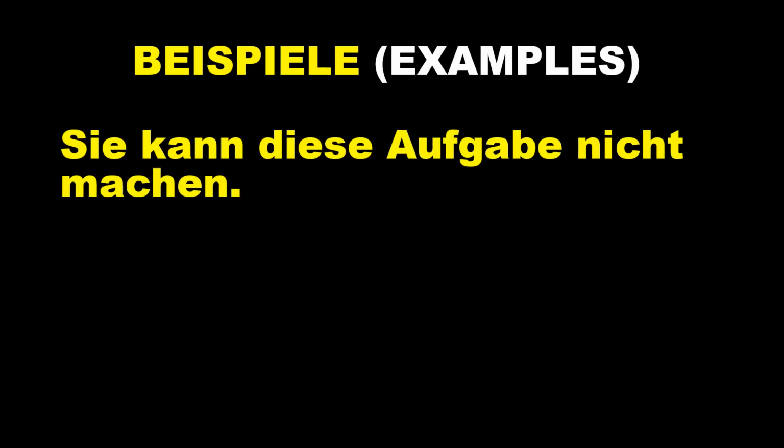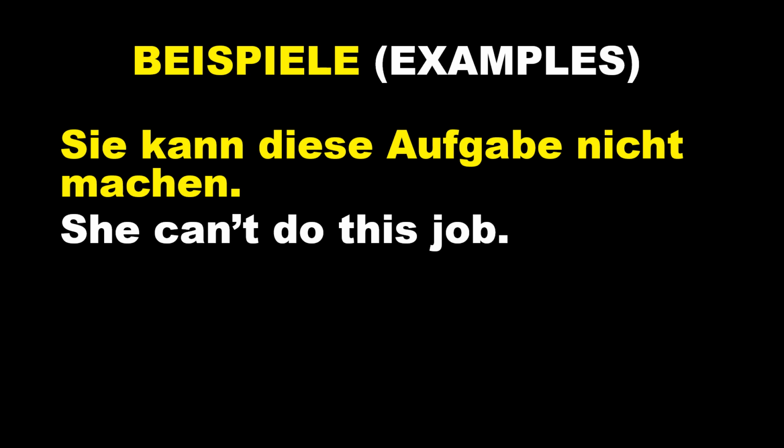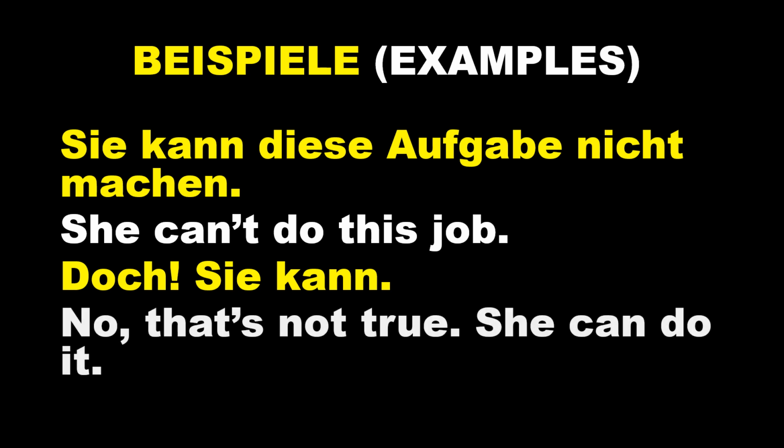Sie kann diese Aufgabe nicht machen. She can't do this job or this task. Doch, sie kann. No, that's not true. She can do it. That is how the meaning is being expressed. You are not in agreement with the person who said she cannot do that particular job. So you want to emphasize more on that part. No, you are not right. She can do that job. So in such kind of expressions also you can use this word.